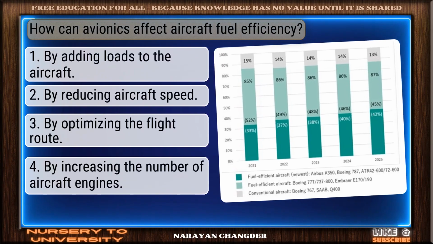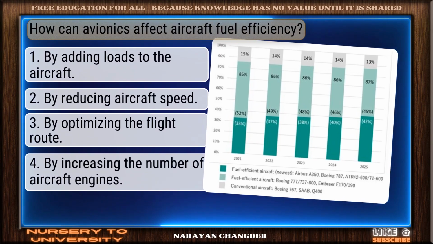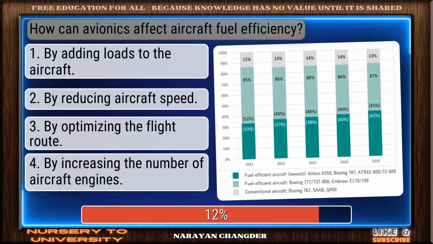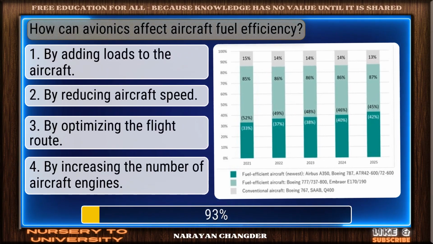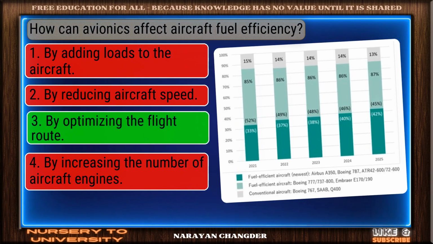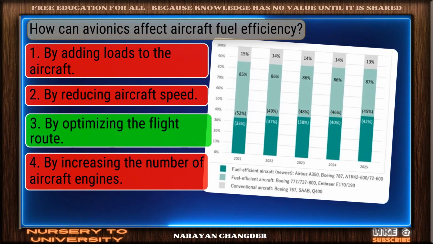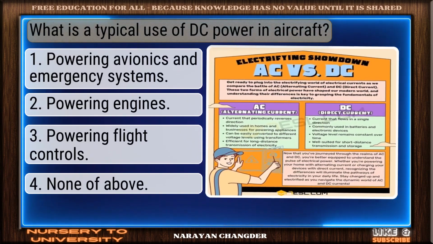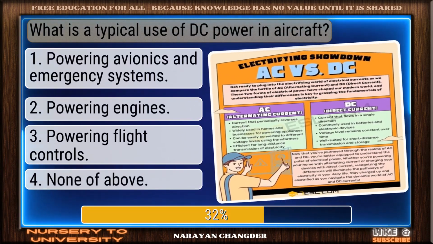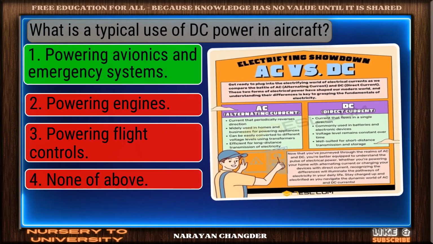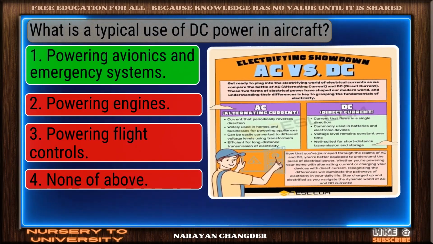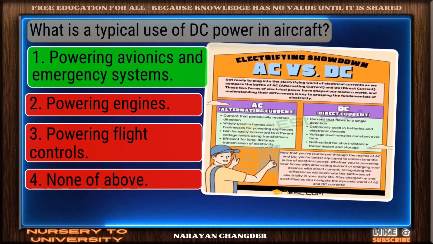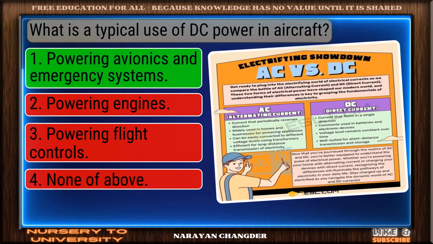How can avionics affect aircraft fuel efficiency? You got it. Your choice by optimizing the flight route is right. What is a typical use of DC power in aircraft? Well picked. Powering avionics and emergency systems is the correct answer.